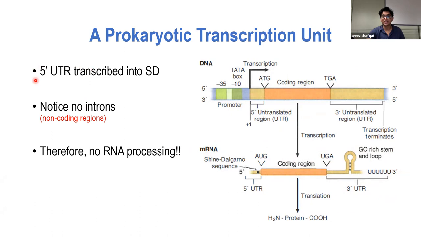And this is what I've told you here. The 5' UTR of DNA is transcribed into a Shine-Dalgarno sequence. This is where ribosomes will bind. Notice no introns or non-coding regions or no junk. And because there's no junk, the prokaryotic mRNA can be immediately translated.